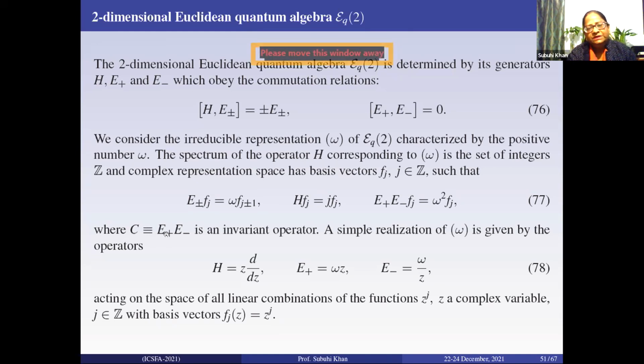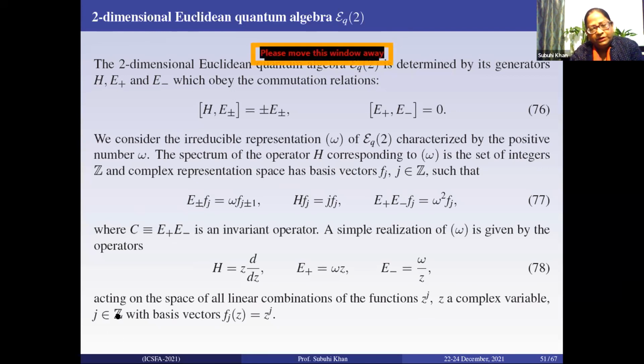And here also this is an invariant operator. Sometimes this is also known as the Casimir operator in the case of ordinary Lie algebras. Now, a simple realization of omega is given by these operators. That is, we are taking them in terms of a single variable z. So h is z d upon dz, e plus is wz, and e minus is w upon z. And these are acting on the space of all linear combinations of the functions z power j. Here we have taken simply the monomial, that is z power j, and z is a complex variable.